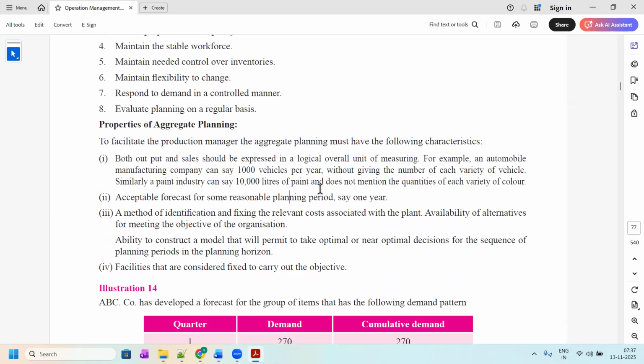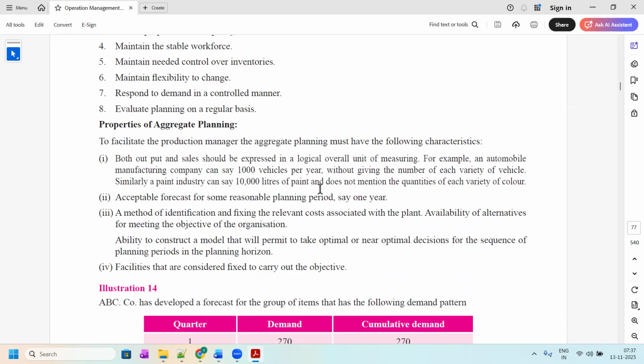Then talking about the facilities, whatever facilities any organization engaged in production has, maybe machines, maybe buildings, those should be fixed for the planning period and should be used effectively for the goal. Otherwise there's no point in having clarity on the goal they want to achieve. So these would be the properties of aggregate planning.